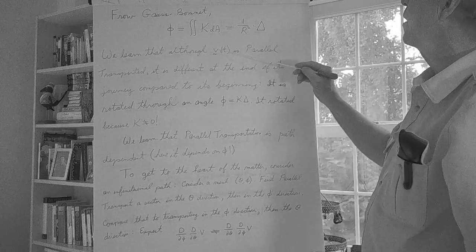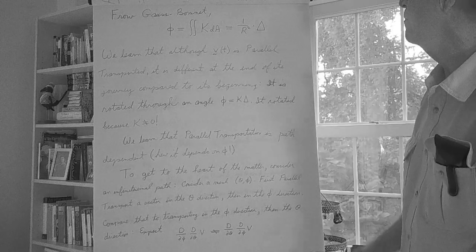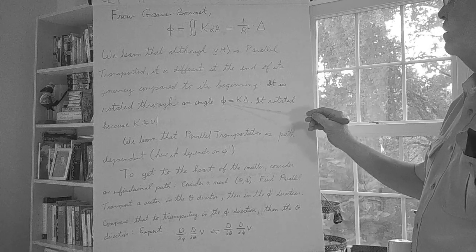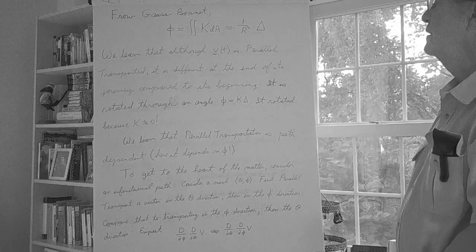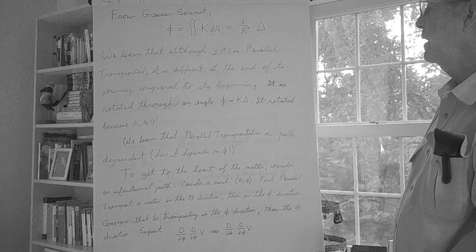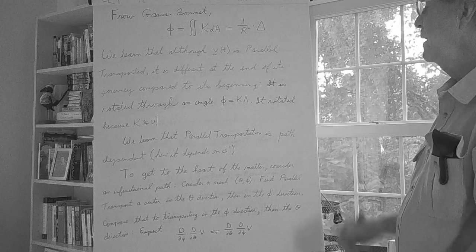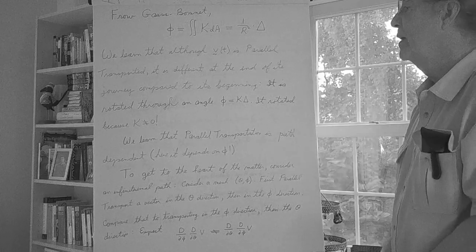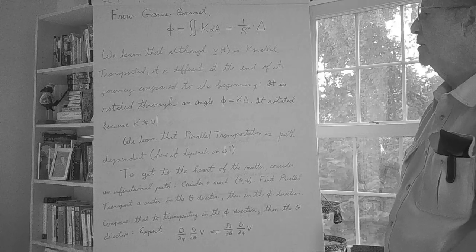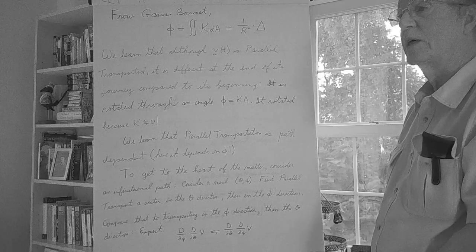So we learn that although V is parallel transported, it is different at the end of its journey compared to its beginning. It is rotated by an angle phi, which depends upon its path. Okay? I can take a narrow path, phi will be small. I can take a wide path, phi can be as large as 2 pi. And the vector, the tangent, is rotated because clearly the curvature of the sphere is different from zero.